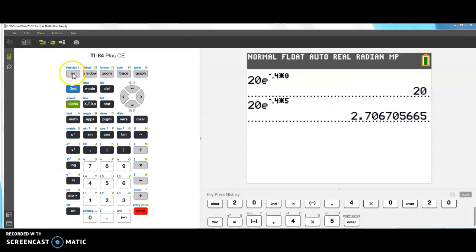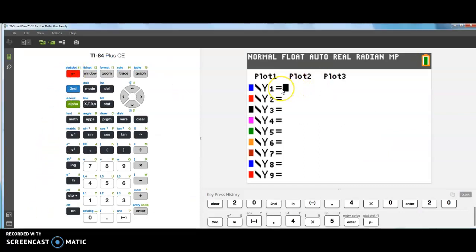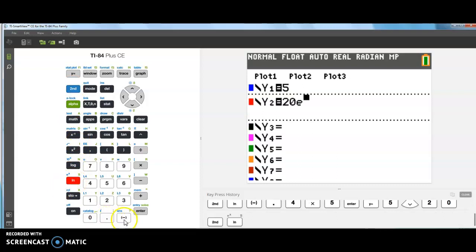So I go into my y equals. In my y1, we said we would make that 5 because that was the left-hand side of the equation, using my arrow key to go down to y2. And y2 is what will make 20. And then we have to get that e with an exponent of negative 0.4. And then we had our variable t. On our calculators, the variable button is here beside the alpha key, and our variable will be x because we're using the coordinate plane to graph.